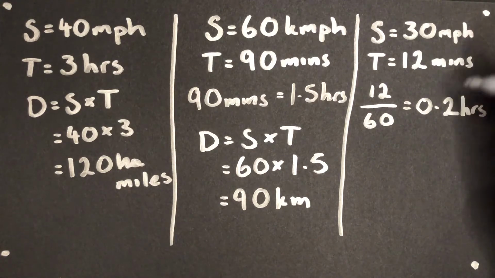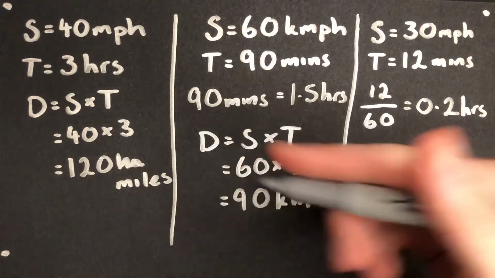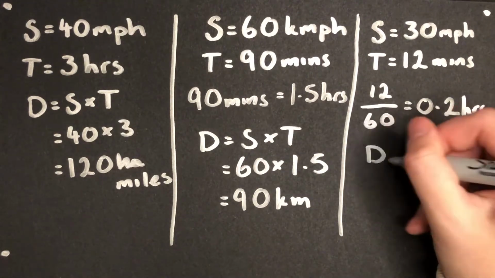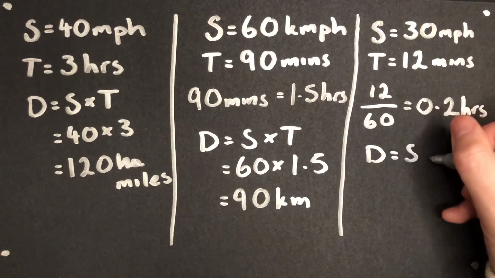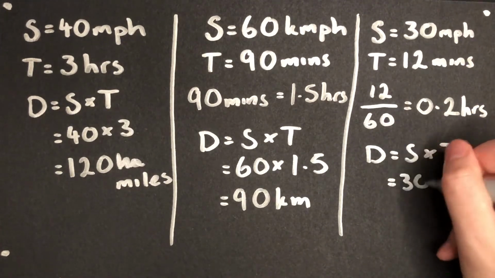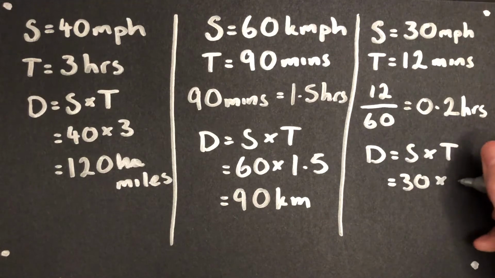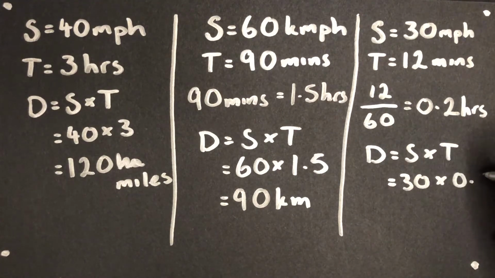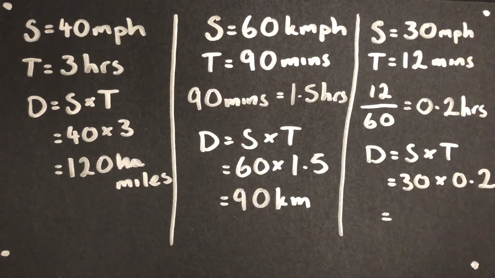Right, now that everything's in hours and we've done the time conversion, the principle still holds. We're going to start with the formula. Distance is equal to speed times time. My speed is 30. My time is 0.2, still going to be times. Like go just off the edge. There we go. And then I can try and figure this out using a calculator or whatever method I want.